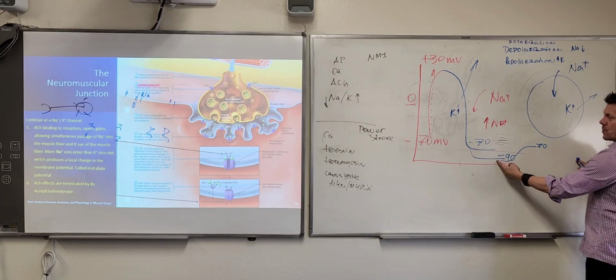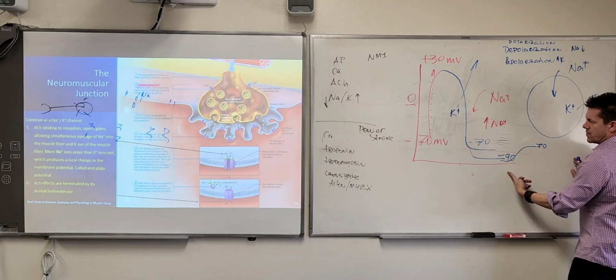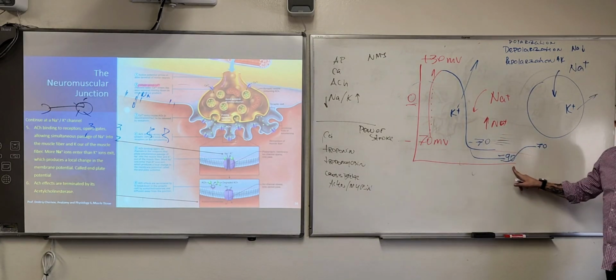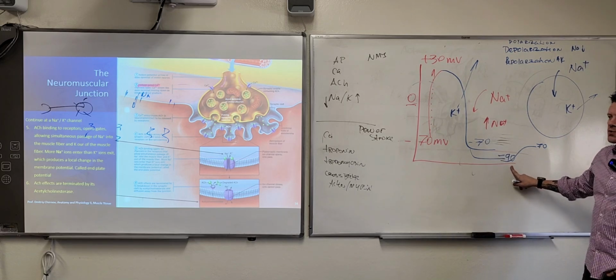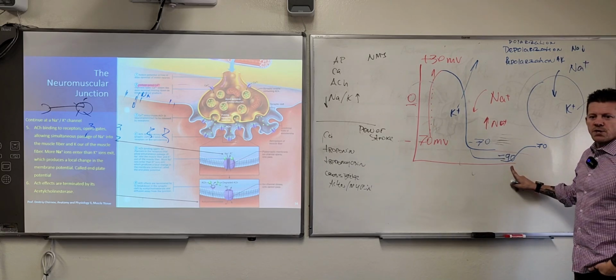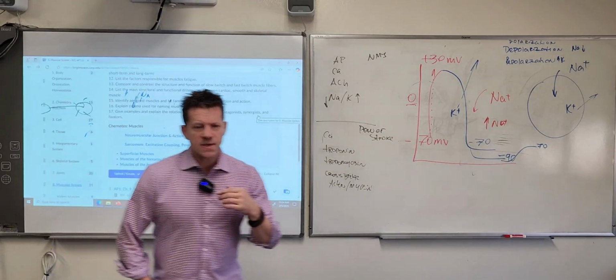So minus 90, what does it mean? I just removed a lot of positives, right? That's why I'm too negative. This is hyperpolarization, right? You're hyperpolarized. So no other impulse can be generated. So any questions on this? I can stop, right?